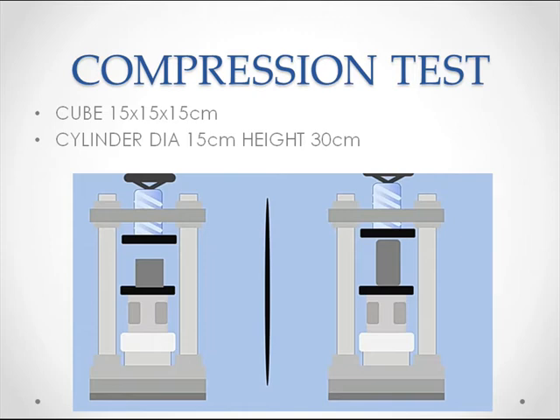For compression test, we need either cube or a cylindrical mold. Cube of dimension 15 by 15 by 15 centimeter, or we can use cylinders of dimension 15 centimeter dia and 30 centimeter height. In the figure you can observe the cube mold is placed in compression testing machine. Here a cylindrical mold is placed.